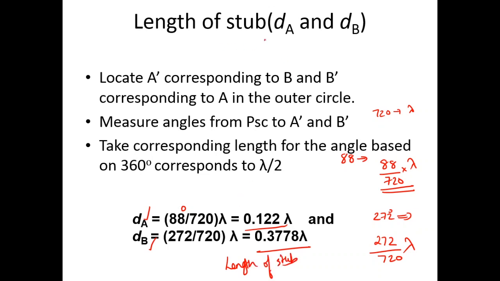So to calculate the length of the stub, you measure angles from PSC to A dash and B dash. Okay. So for stub matching, you need to calculate two parameters. One is L stub and the other is D stub. So you can go through this problem again and it will be more clear how to calculate D stub and L stub using the Smith chart.